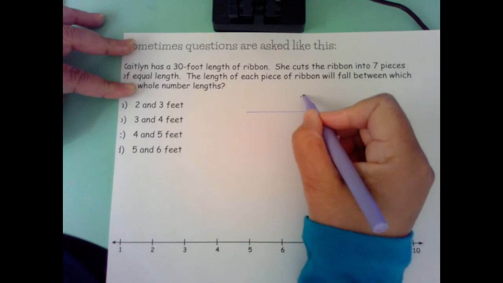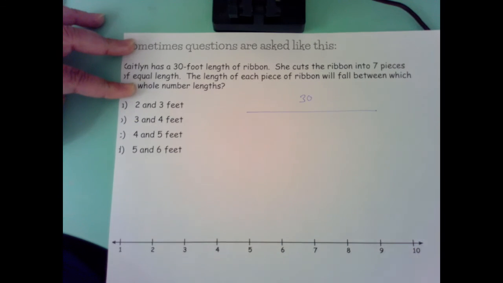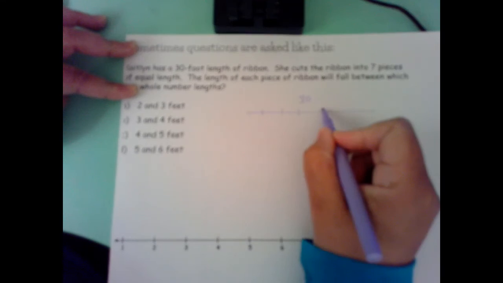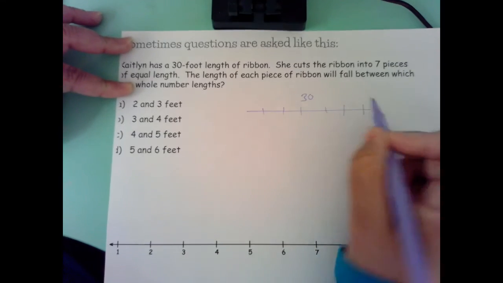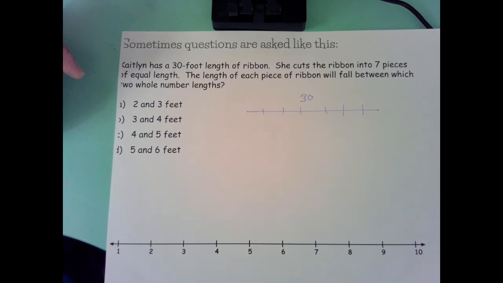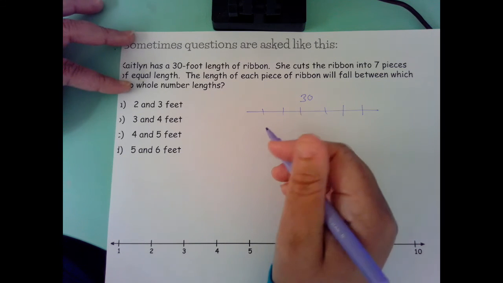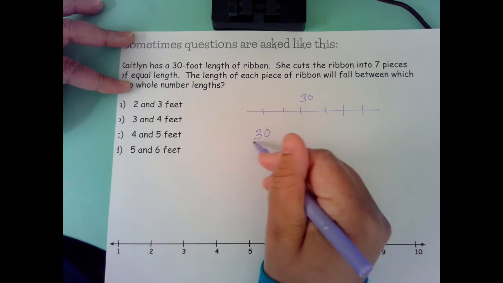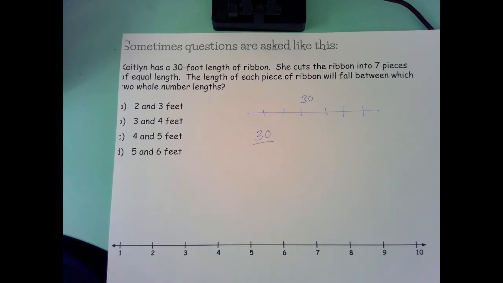She cuts the ribbon into 7 pieces. 1, 2, 3, 4, 5. 1, 2, 3, 4, 5, 6, 7. The length of each piece of ribbon will fall between what 2 whole numbers? So what is she dividing? She's dividing the ribbon into how many pieces? 7.